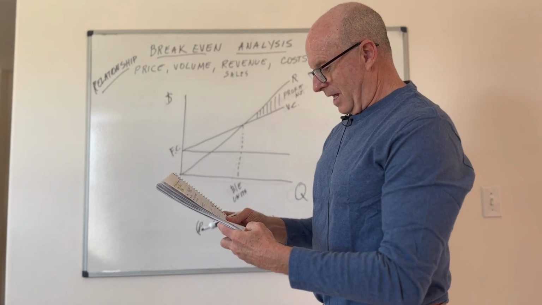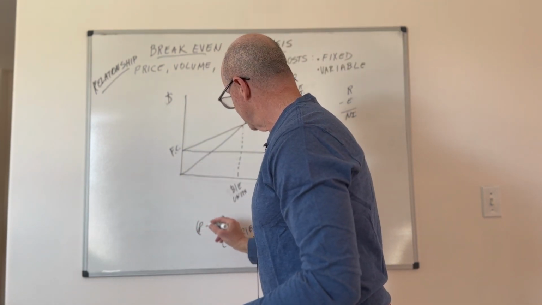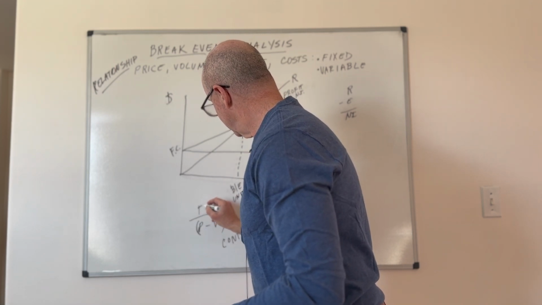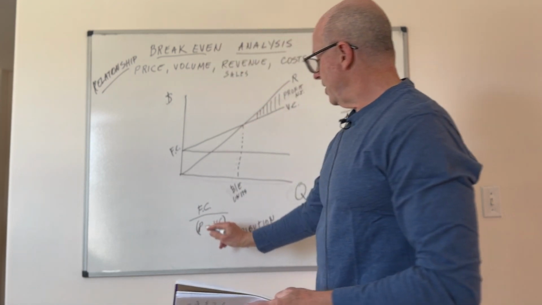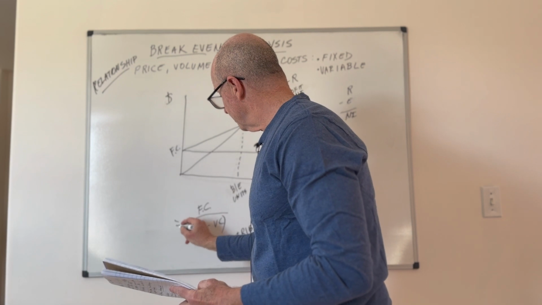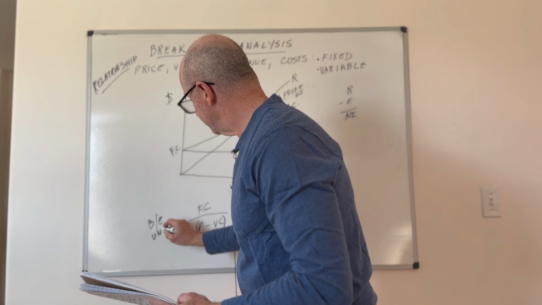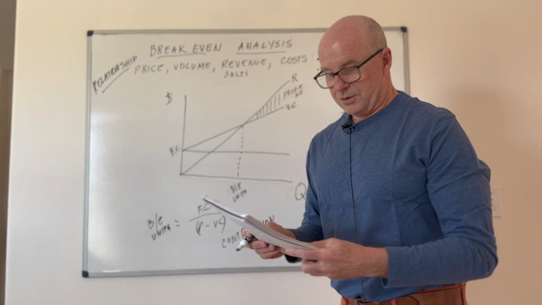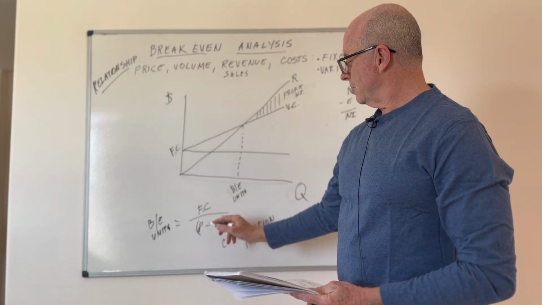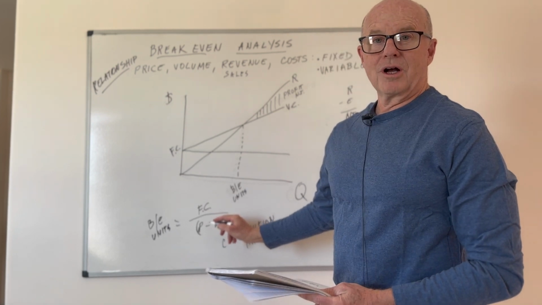So now we take our fixed costs, right? And because we're looking at how many we can contribute to that, we're going to divide our fixed costs by our contribution margin, and that is going to give us our break-even units. So here's the formula for it. Our break-even units equal our fixed costs divided by the difference between our price and our variable costs.